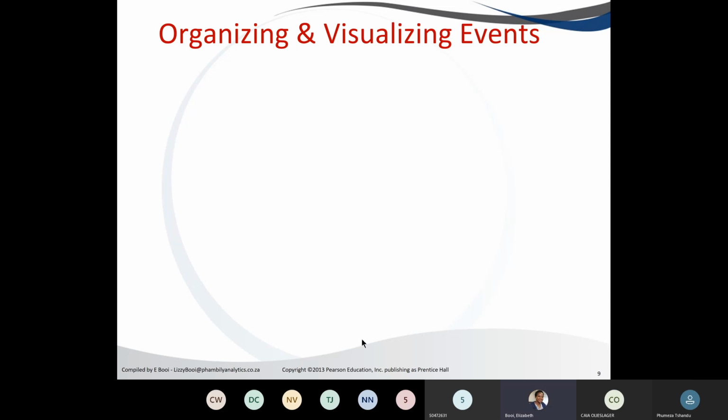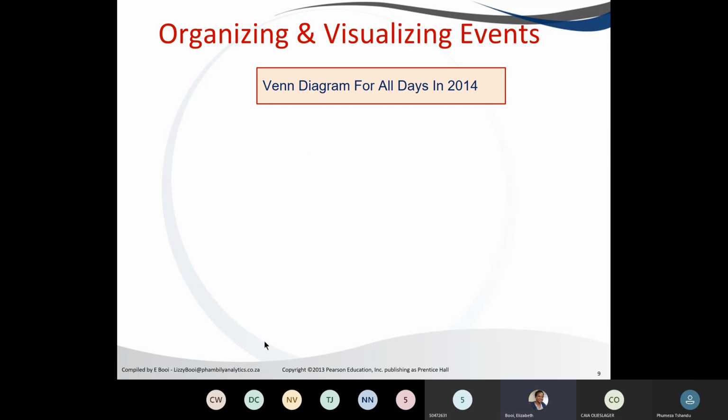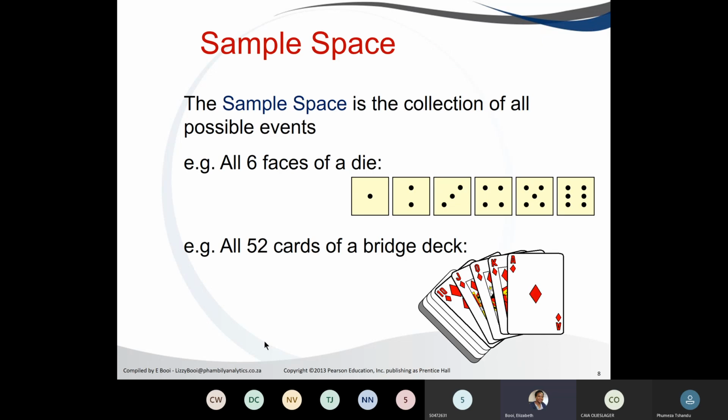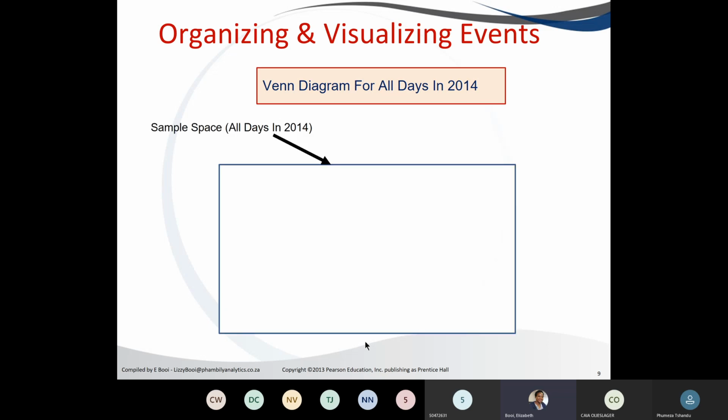When we talk about events, we can organize them in different forms in order for us to be able to visualize them and understand them. My slide is not working. Sorry, I need to go back because it moved quickly. So when organizing events, you can organize them in terms of a Venn diagram, and a Venn diagram will give you the sample space, which is a collection of all possible events. And within that, there will be outcomes.